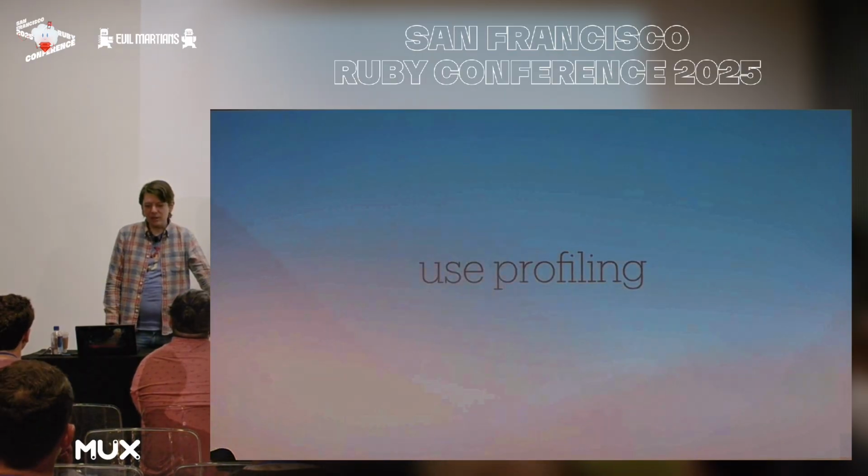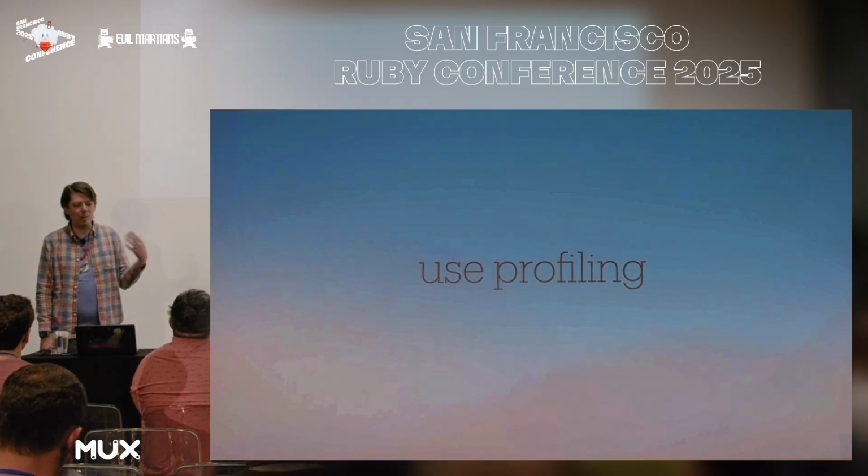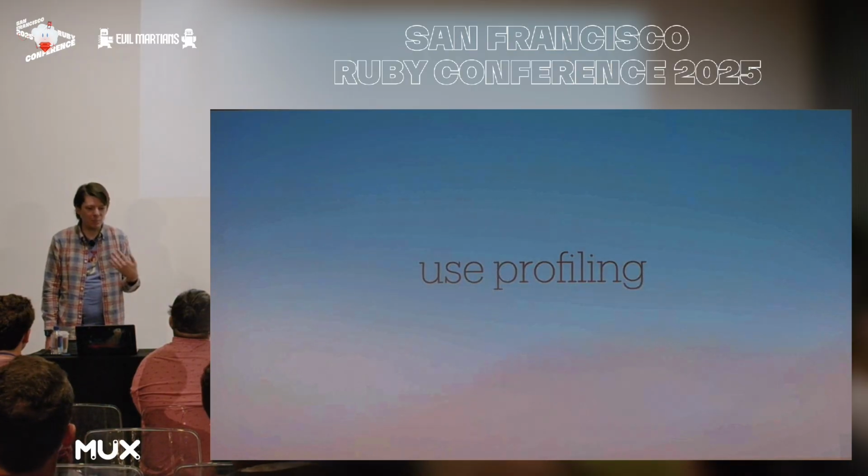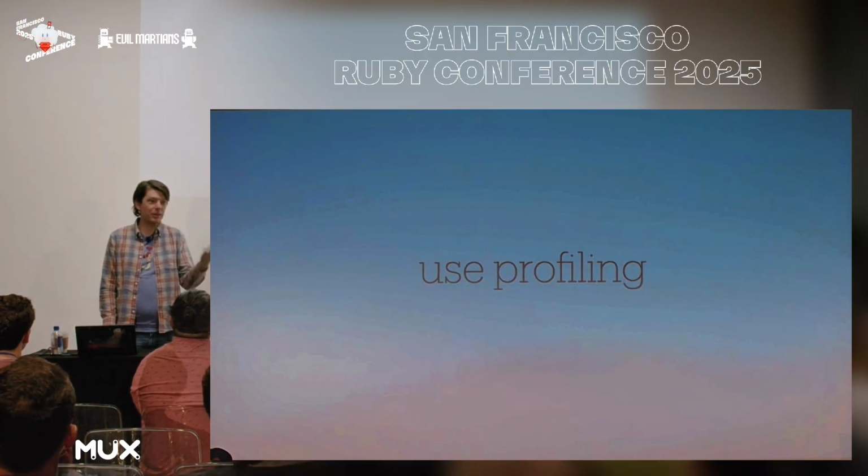When you find something that's slow, the main tools to fight against it are monitoring and profiling. Monitoring tells you which users experience the slowness, right?